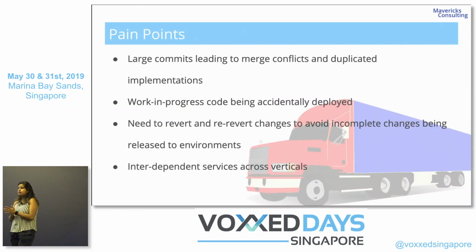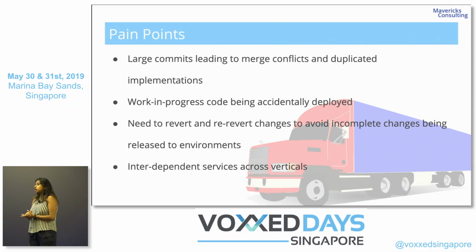Some pain points that all of this led to, like I said, there were large commits which led to a lot of merge conflicts and duplicated implementations. So if people in 2 different teams, 2 different verticals which are working on a shared service end up implementing something that is similar, there is no way for them to know that this is something that could potentially be reused unless the code went into master. And at that point, it's a little too late, because then you refactor, then you rewrite the implementation, and it gets very complicated. So there's a lot of rework involved.